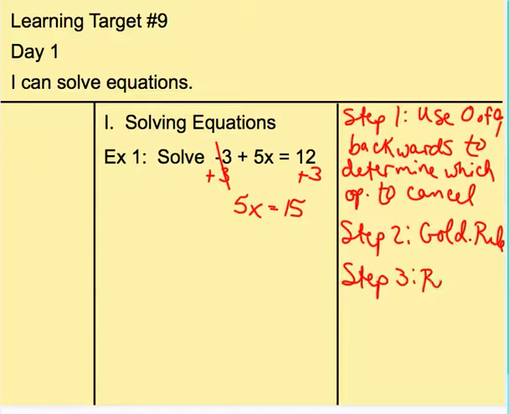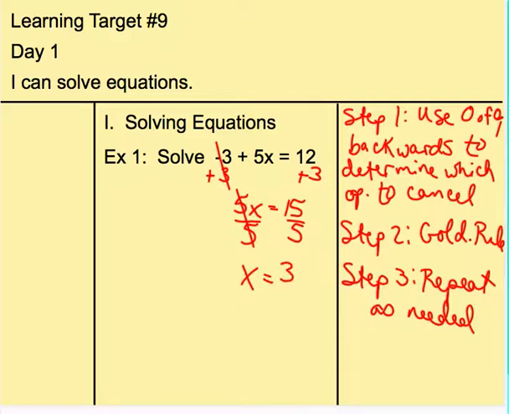All right, step 3 is to repeat as needed. So I go back to step 1, use order of operations backwards. Well, this time I've only got one operation left, 5 times x. How do I cancel multiplication? With division. So whatever I do to one side, I'm using the golden rule now, I do to the other. My 5's cancel, leaving me with x. 15 divided by 5 is 3.